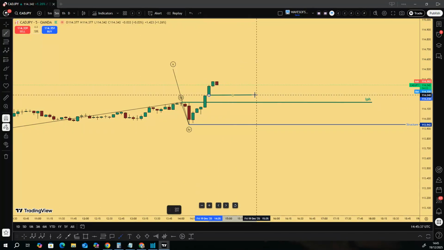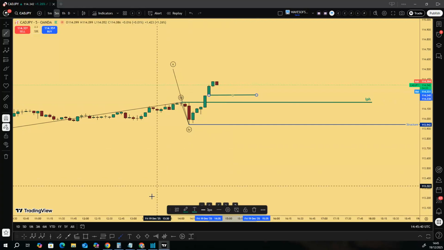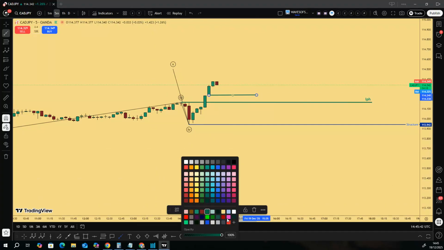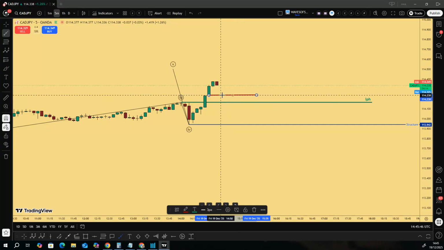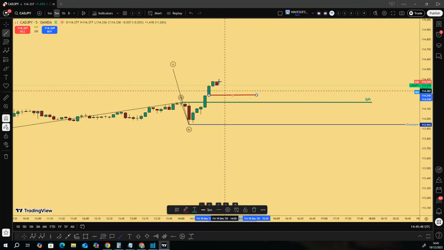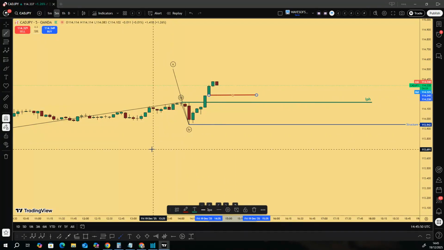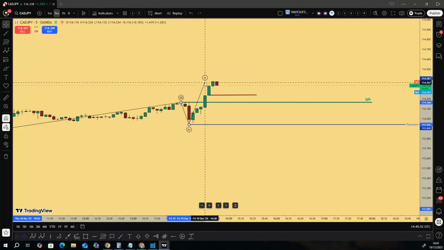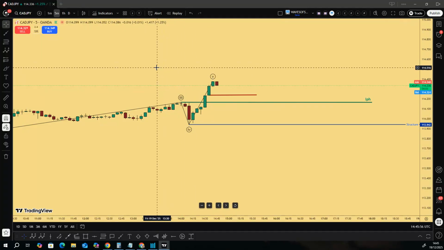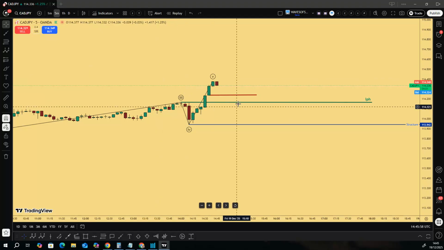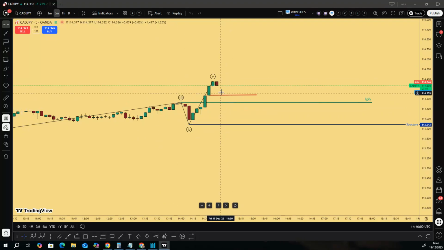the reason we can do this is because we have counted the waves, and this will be my entry. Once we see a close below here, I'll sell it and put my stop loss there, and that will be the final trade for the week for us. Time is 2:45 London time. We can take this and trail the stop down because this is a reversal trade.